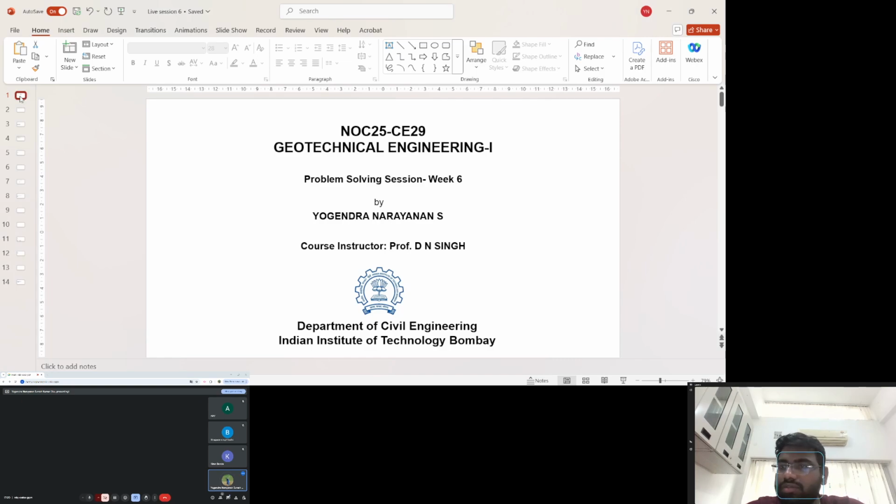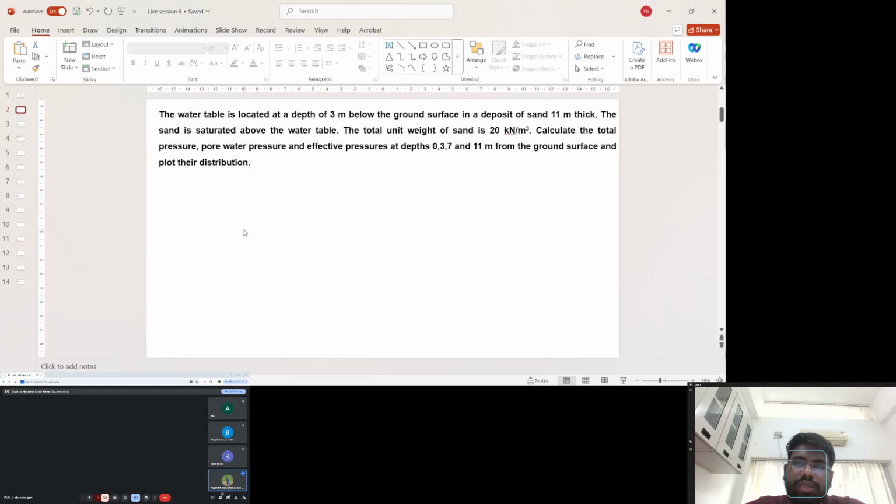Coming to the first question today. The water table is located at a depth of 3 meter below the ground surface in a deposit of sand 11-meter thick. The sand is saturated above the water table. The total unit weight of sand is 20 kilonewton per meter cube. Calculate the total pressure, pore pressure and effective pressures at depths 0, 3, 7 and 11 meter from ground surface and plot their distribution.